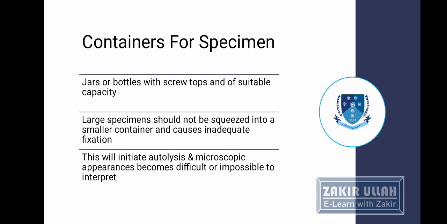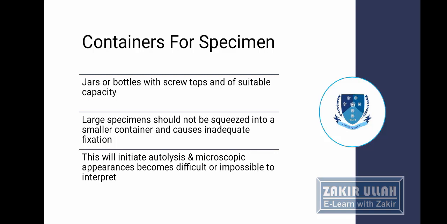And if there is improper fixation or a problem in fixation, then what will happen? It will cause autolysis. What is autolysis? Autolysis is a process in which a tissue degenerates. When a tissue is removed from the body, all its processes are stopped and the destruction process of the tissue starts. This destruction process of the tissue is called autolysis.